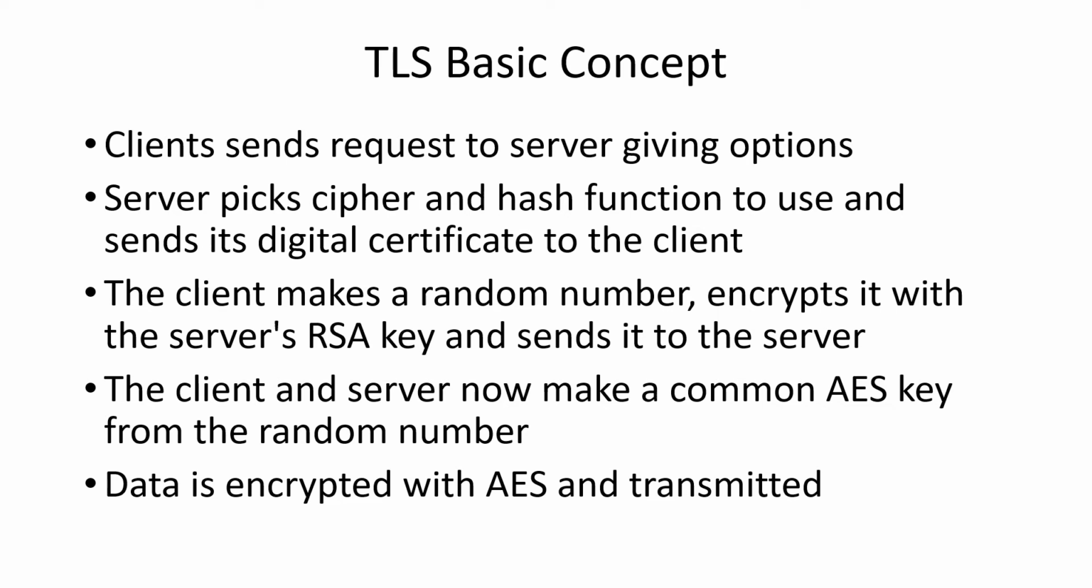The client then makes a random number that's going to be used for a key, encrypts that random number using the server's RSA key, which was in the digital certificate, and sends it over to the server. So we're sending the encrypted key over to the server. And now both the client and the server have a common random number, and from that they make a common AES key. At that point, they both have an AES key, and they switch from the RSA algorithm to the AES encryption algorithm, and all the data henceforth is transmitted with AES.